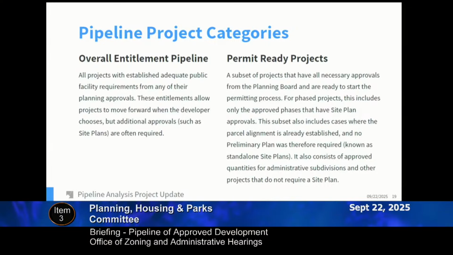I want to flag here that we received some input from the planning board on this past Thursday, where they shared thoughts on how to make sure they're as clear as possible. So understand that the terminology here is still under consideration, but the content of each bucket will largely remain the same. That said, the first bucket we're proposing is the overall entitlement pipeline, which essentially includes projects that have received initial approval from the planning board.